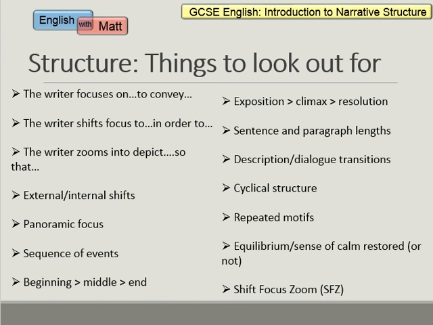Like I said, sequence of events, so beginning, middle, end. Or, slightly more technical, exposition, climax, resolution. So that flow. What is the starting point? What is the central thing that happens, the central event that maybe causes the most tension? But then how does it resolve itself, if indeed it does? Because some texts obviously leave you in a state of suspense.